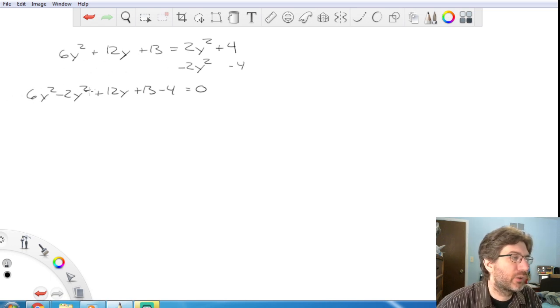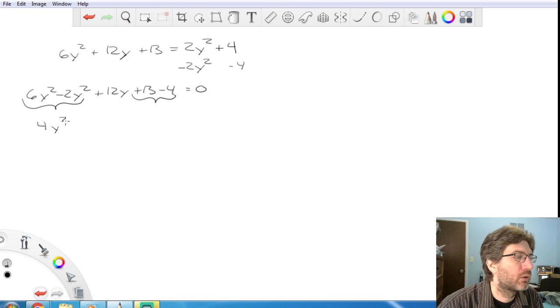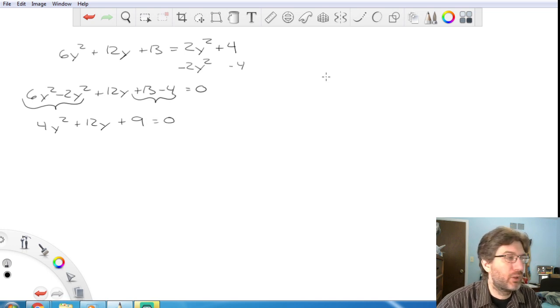Here, 6y squared minus 2y squared I can combine. These are like terms, and these are like terms. Again, the sign goes with whichever one's in front. 6 minus 2 gives you 4y squared plus 12y plus, and then 13 minus 4 is going to give you positive 9 equals 0. And then from there you should be able to factor that out and solve just like we were doing before. So first thing we're going to do is factor it.